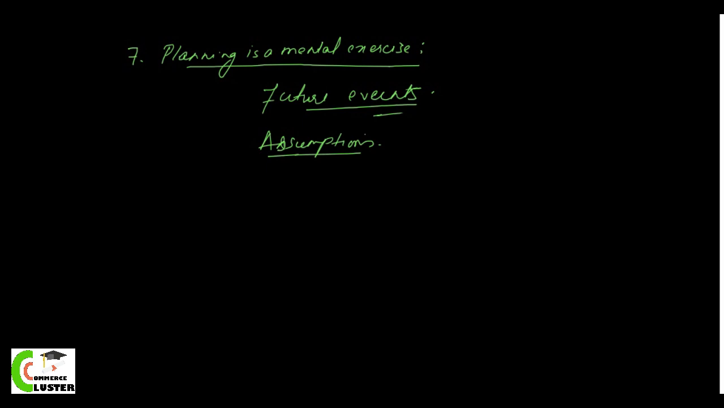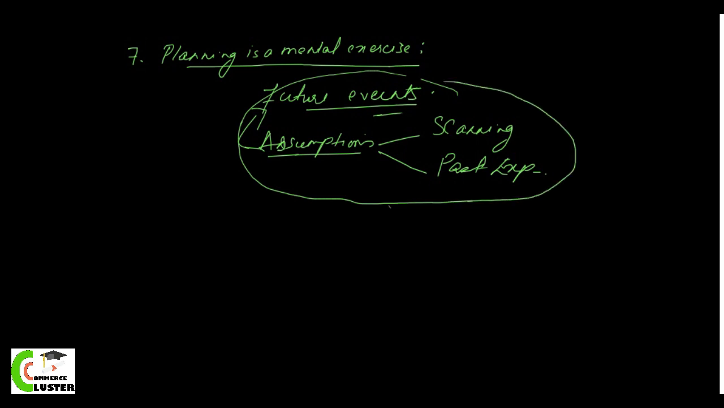How do they make assumptions? By either scanning the environment or through past experiences. They have to scan the environment or use past experiences, then make assumptions about the future. Only after they have done this can they plan what activities, as an organization, they must do in order to achieve the organizational objectives. In order to do all this, the managers or the planners have to be very intellectual. Hence, planning is a mental exercise.